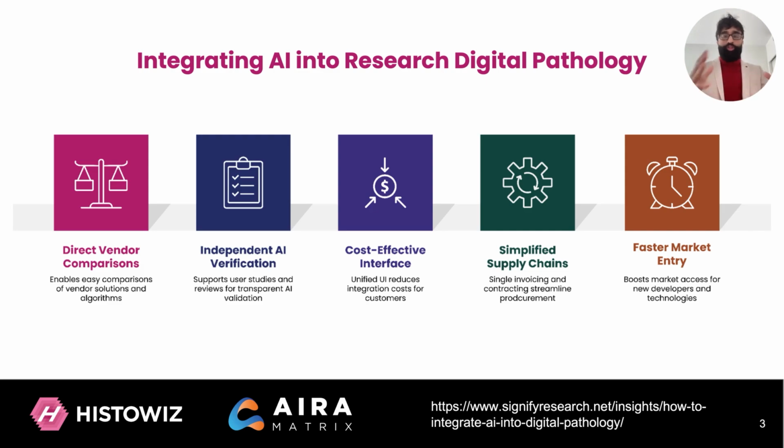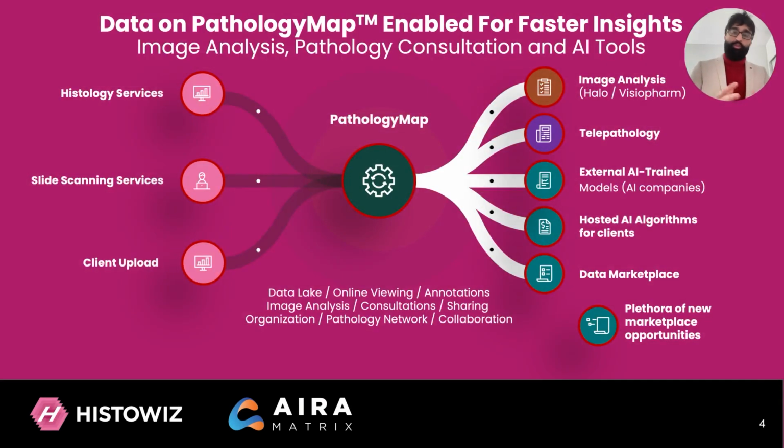So, Pathology Map itself has three main components. We have ordering on the left hand side here, we have slide management, which is the middle, and on the right hand side, we have analytics. So, let's start with ordering. It's pretty quick and straightforward.